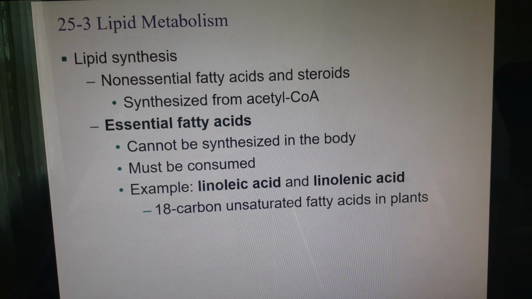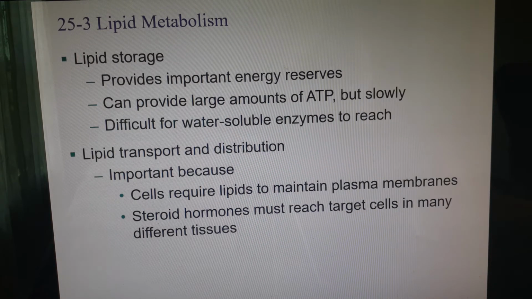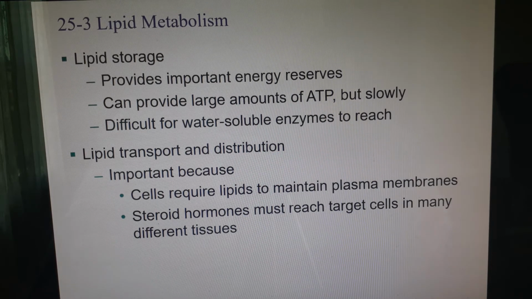And the two that are most important are linoleic acid and linolenic acid. And these are found in plants. Now we store lipids. Obviously, we know where we store them. We store them in adipose tissue, right? These are a huge energy reserve. They can give us a lot of ATP, but very slowly.